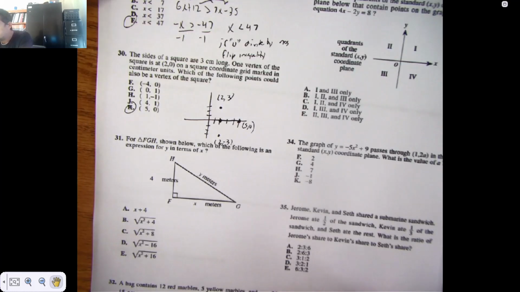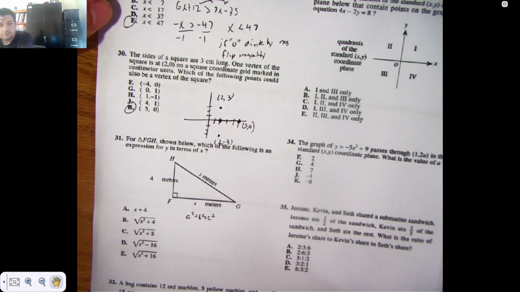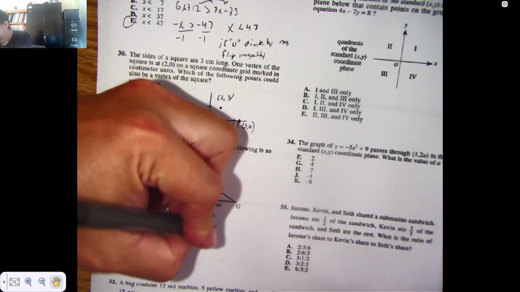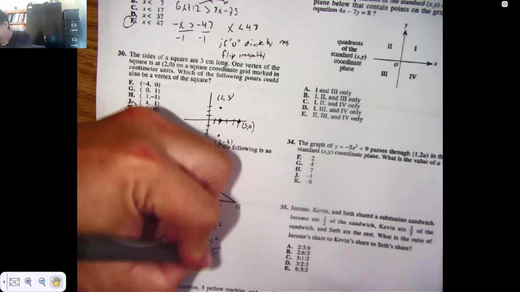31, for triangle FGH shown below, which of the following is an expression for y in terms of x? Have you heard of good old Pythagorean theorem? Because that's what you're going to use. X squared plus 4 squared. A and B are legs. C is the hypotenuse. X squared plus 4 squared is C squared. That's X squared plus 16 is C squared. Now you counteract the squaring.